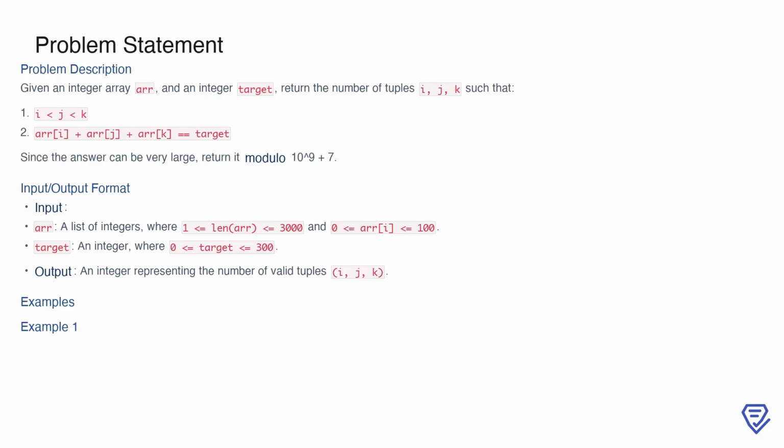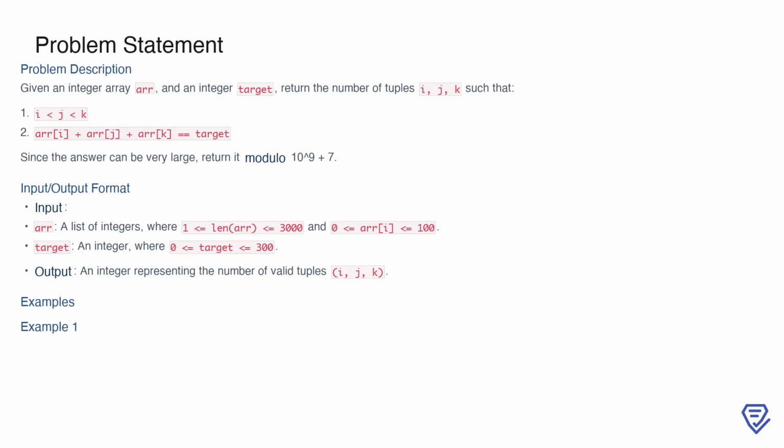The input consists of an array of integers, where the length of the array is between 1 and 3000, and each element lies in the range 0 to 100. The target itself is an integer between 0 and 300. The output is a single integer representing the total count of valid tuples.